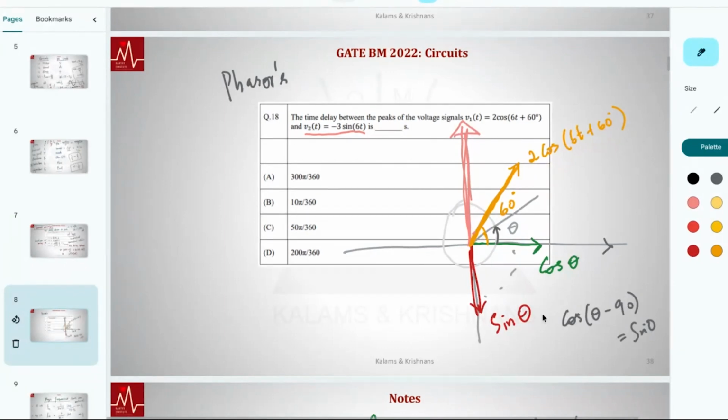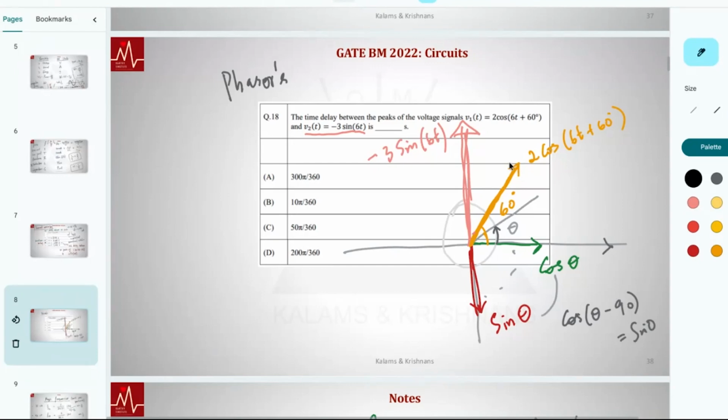Notice in the notation, you can easily write down trigonometric relations. Hey, sin theta, you add 90, you get cos theta, right? All of those relations you can easily get. Yeah, I kind of got what you are saying. So this is where minus sine 60, the time delay between them.